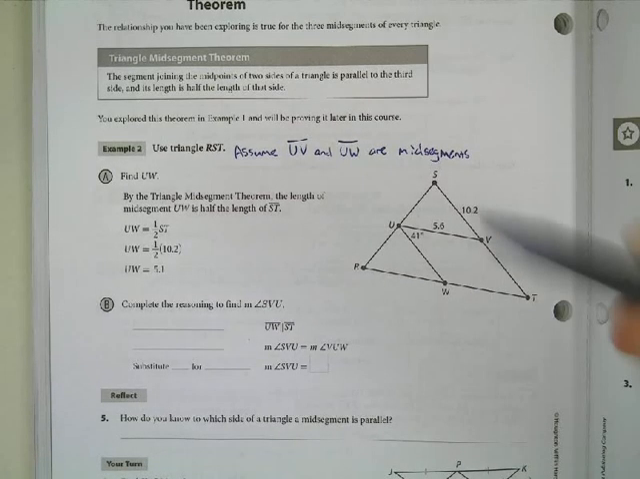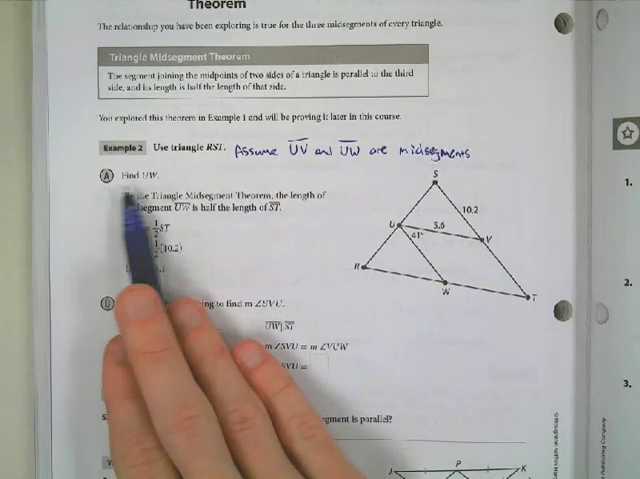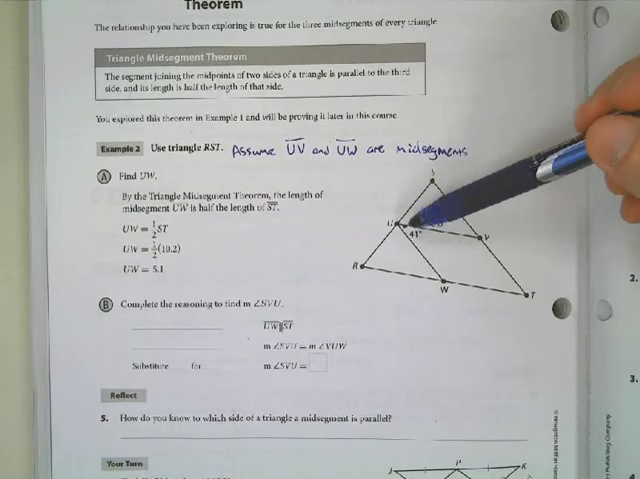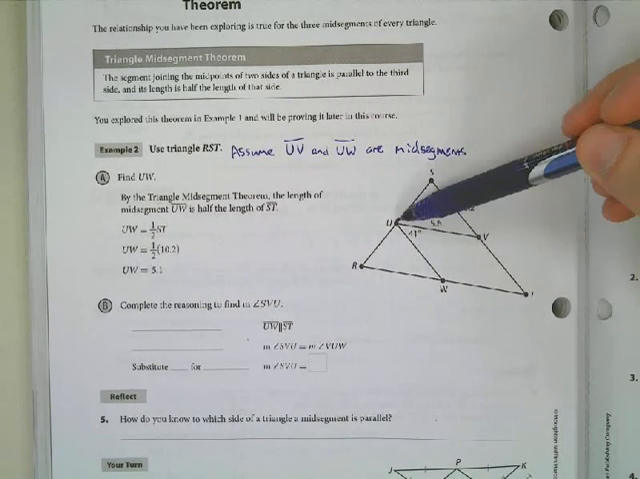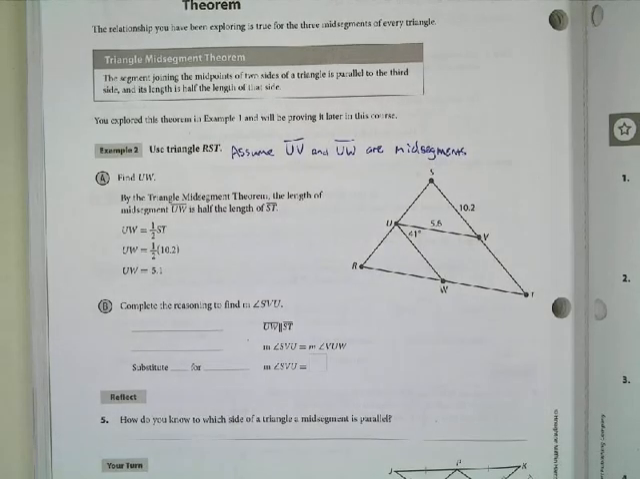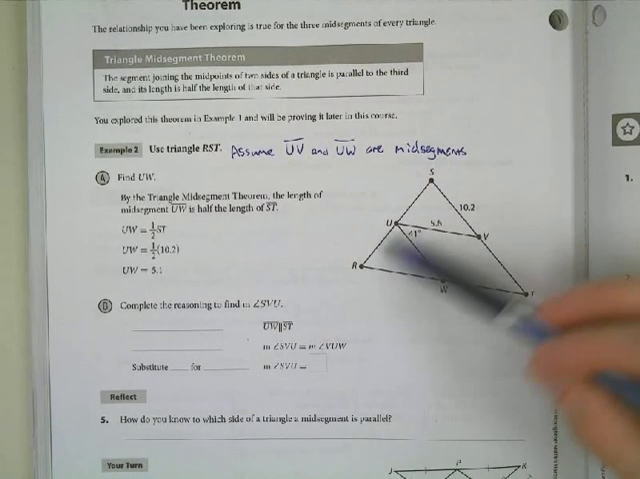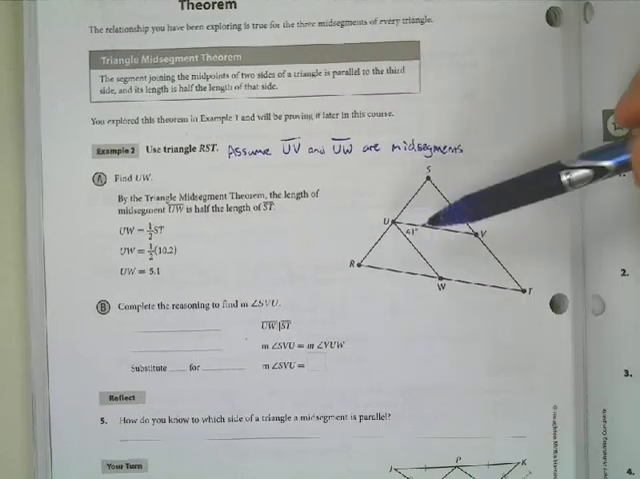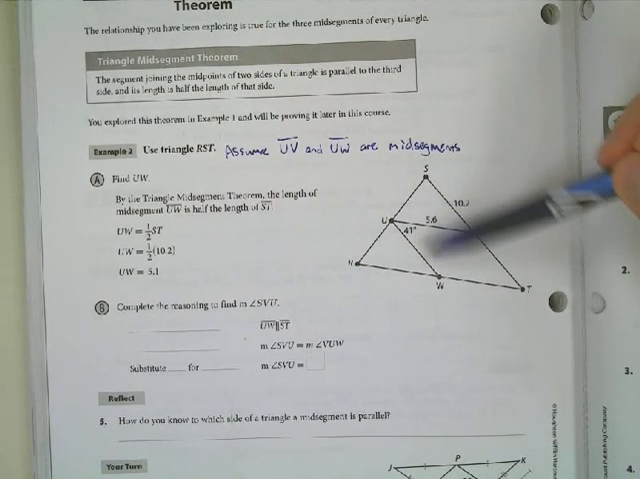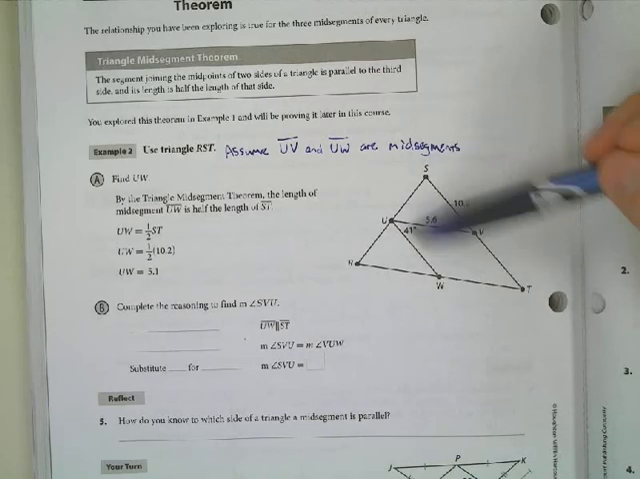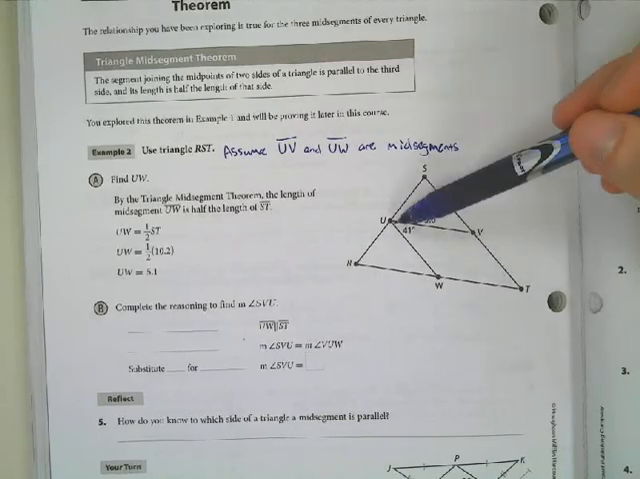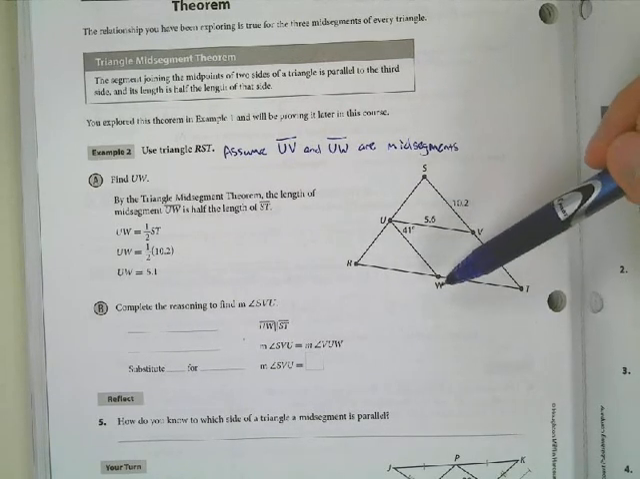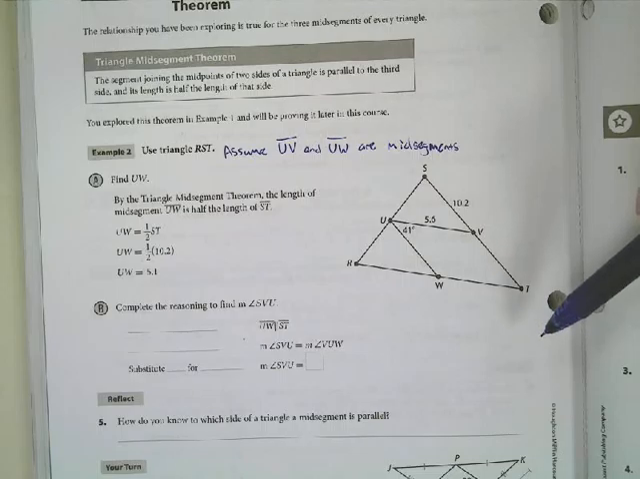So let's start out. For letter A, it says find UW. So here's UW, and that's a midsegment. We're going to compare UW to what third side? U is a point on RS, W is a point on RT, so that's connecting those two midpoints. What's the third side of the bigger triangle we're going to compare UW to? Yes, ST is the third side, because U is touching one side and W is touching the other side.